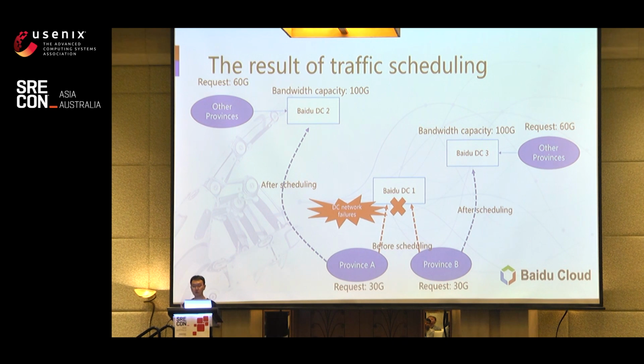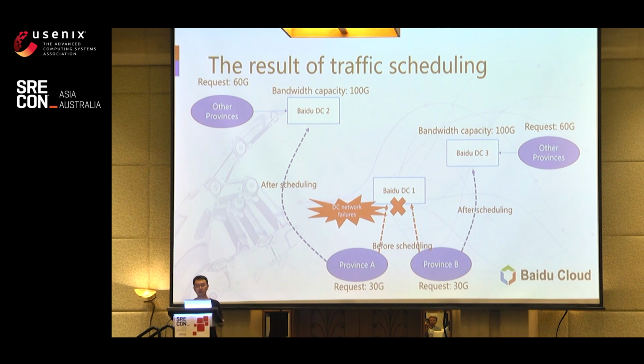Currently, we have two healthy data centers, data center 2 and 3. Their bandwidth capacities are both 100 GB, and their current requests occupy 60 GB. So each of the data centers has only 40 GB of idle bandwidth. If we schedule the traffic from both province A and province B to one of the healthy data centers, the selected data center will be overloaded.